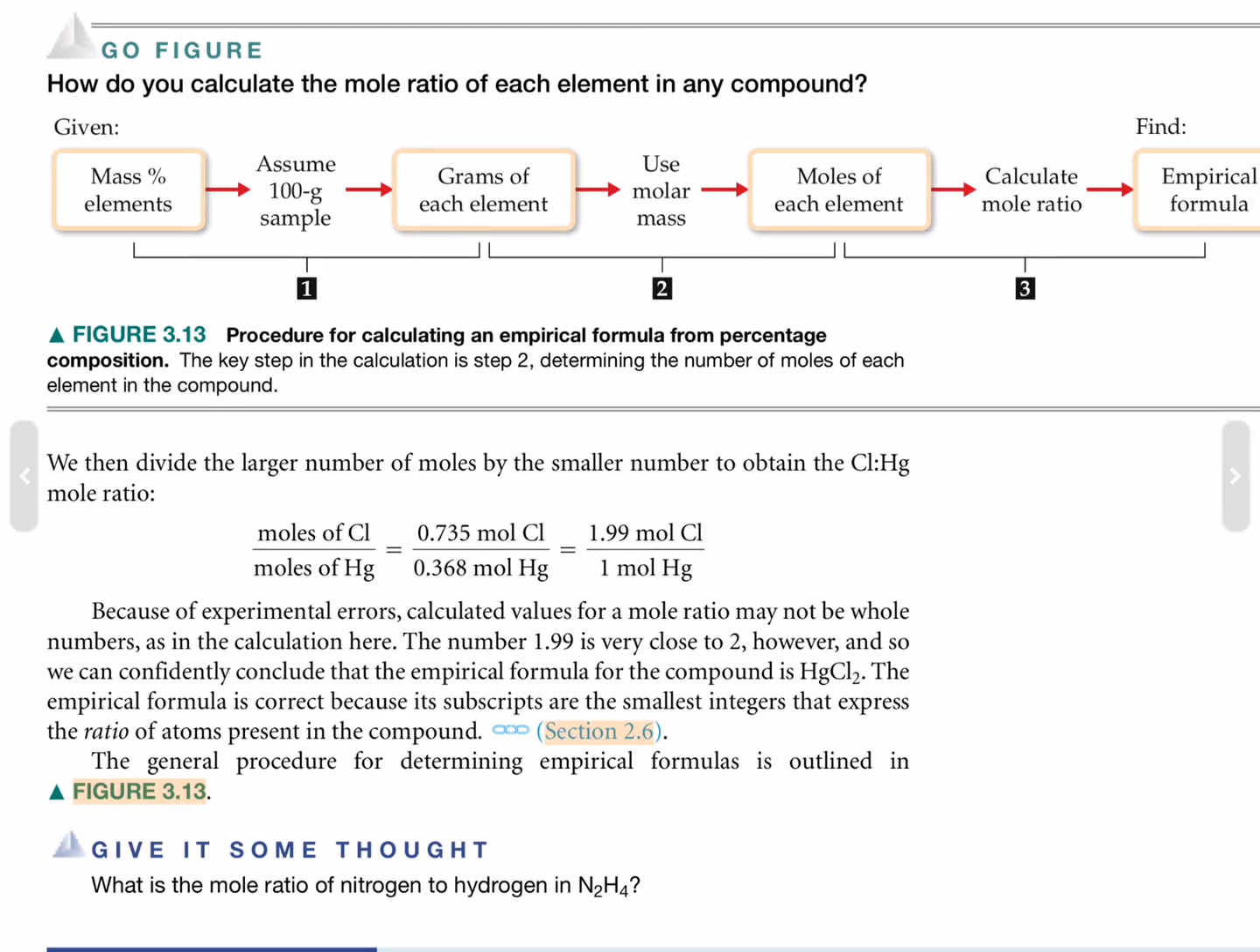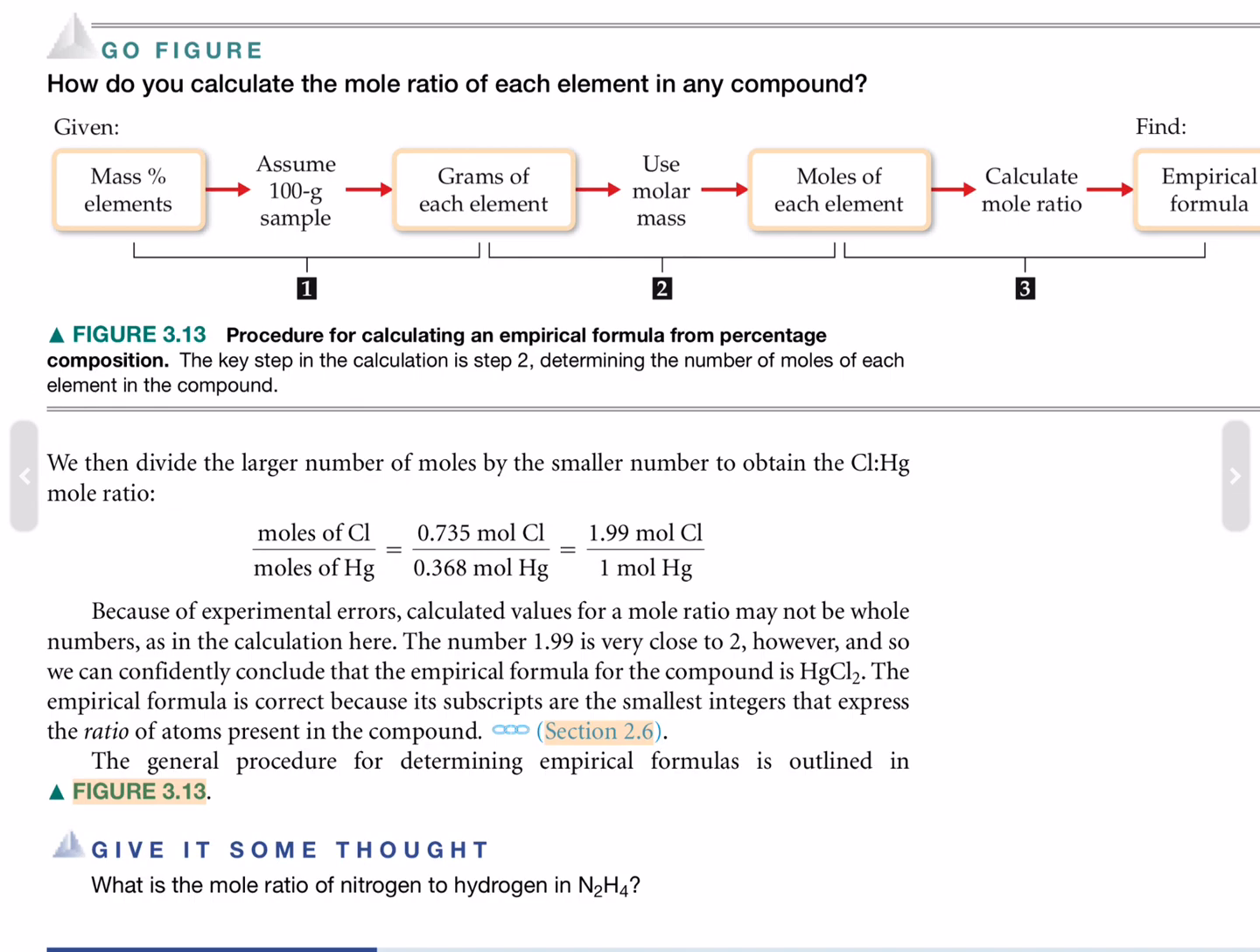We then divide the larger number of moles by the smaller number to obtain a ratio of chlorine to mercury. Moles of chlorine to moles of mercury, 0.735 moles of chlorine for every 0.368 mole of mercury. When you reduce that to lowest terms, you get 1.99 moles of chlorine for every mole of mercury. Because of experimental errors, calculated values for mole ratios may not be whole numbers, as in the calculation here. The number 1.99 is very close to 2, and so we can confidently conclude that the empirical formula for the compound is HgCl2.